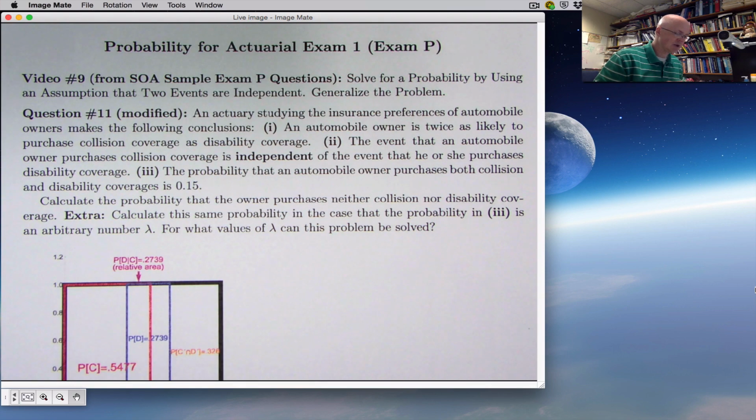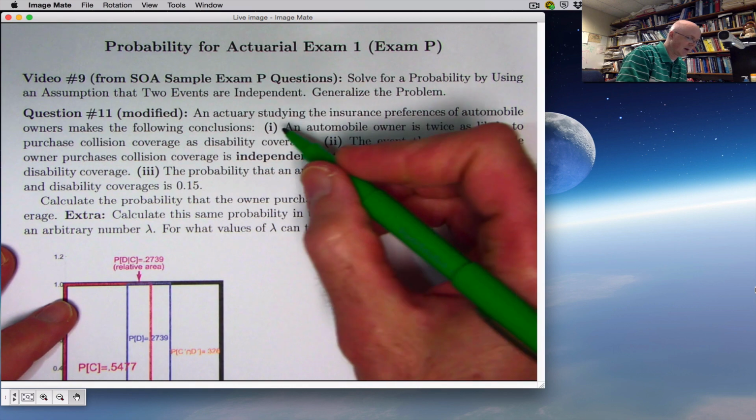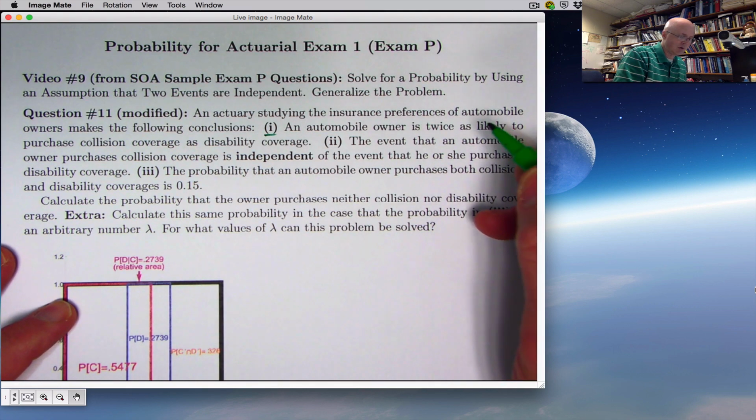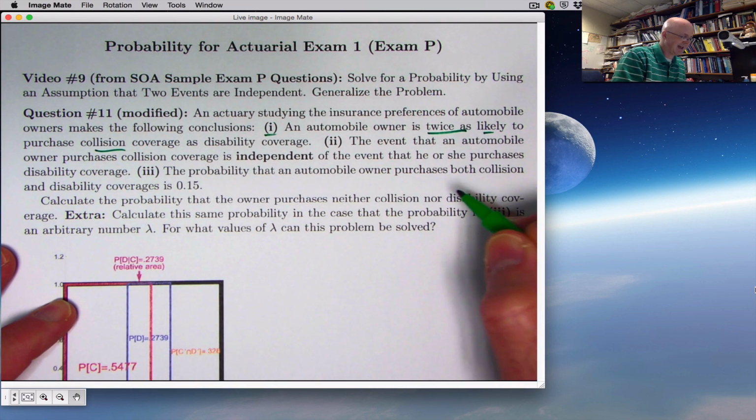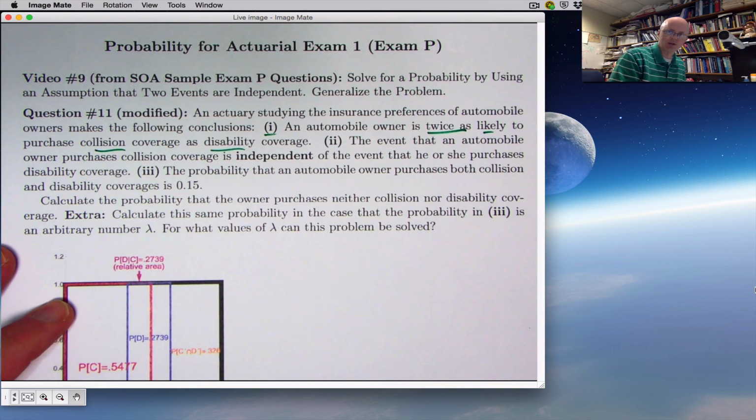An actuary studying the insurance preferences of automobile owners makes the following conclusions. Number 1, an automobile owner is twice as likely to purchase collision coverage as disability coverage. So collision coverage covers the automobile, disability coverage covers the person when they get hurt. Okay, but they're twice as likely to cover the collision coverage.